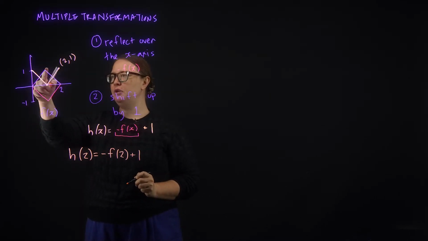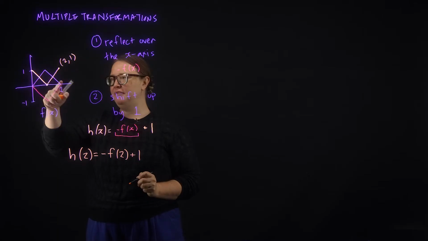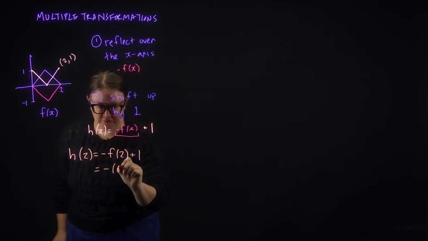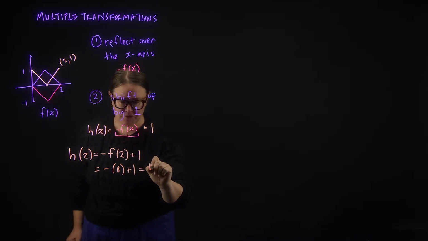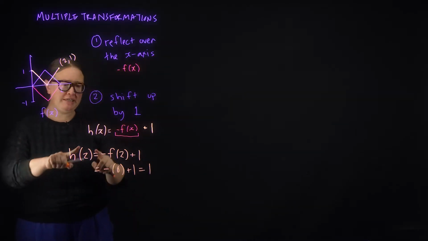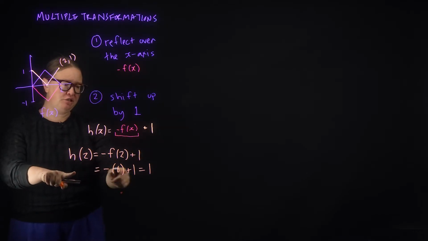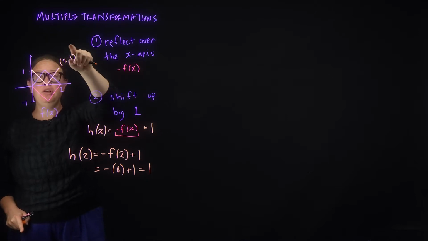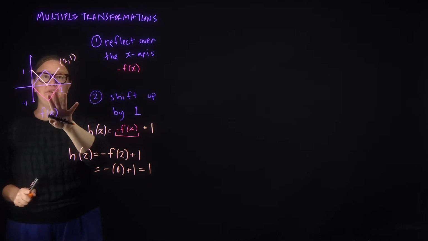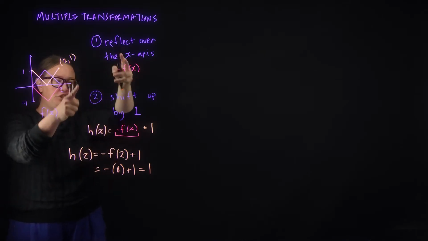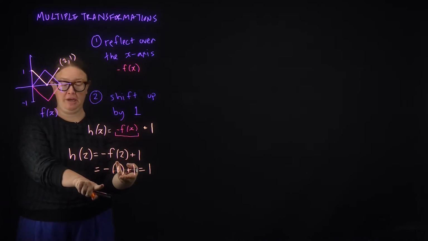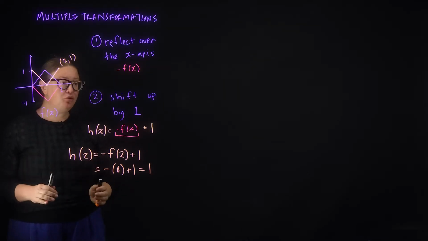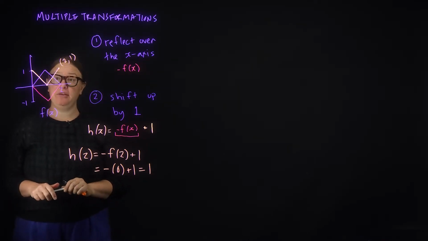f of 2 was on our original violet graph here, and f of 2 was 0. So I have negative 0 plus 1. So this whole thing is equal to 1. So when I take my new function h and I plug in a 2, my output is 1, which is exactly what I saw should happen graphically. So here, I did the transformation graphically, and I used this point to check that this symbolic work I did was correct. Okay, next we're going to see what happens if I do these same transformations in the other order.